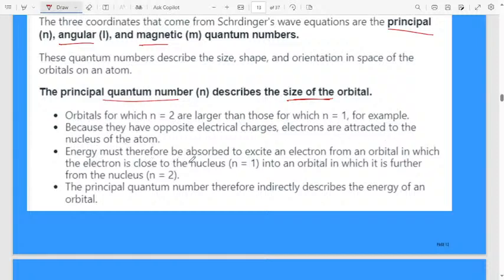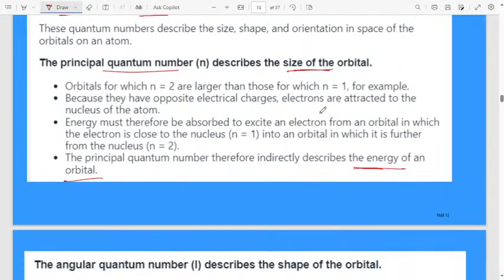Energy must therefore be absorbed to excite an electron from an orbital in which the electron is close to the nucleus, n equal to 1, into an orbit in which it is further from the nucleus, n equal to 2. The principal quantum number therefore indirectly describes the energy of the orbital, even the size of the orbitals.